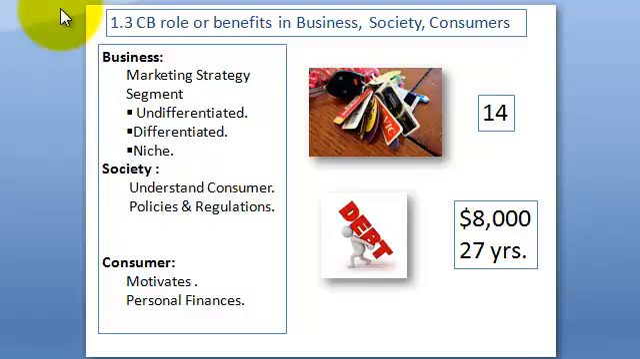Section 1.3 talks about the roles or benefits of consumer behavior to business, society, and customers. For business, the biggest thing is it helps us differentiate our markets, or segment our market. Undifferentiated is where I have one product for all markets. Differentiated is where I have several products for the market. Niche marketing is where I have one product for a very small market, one small market segment.